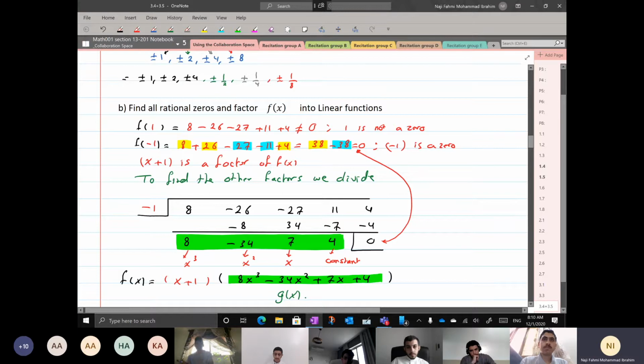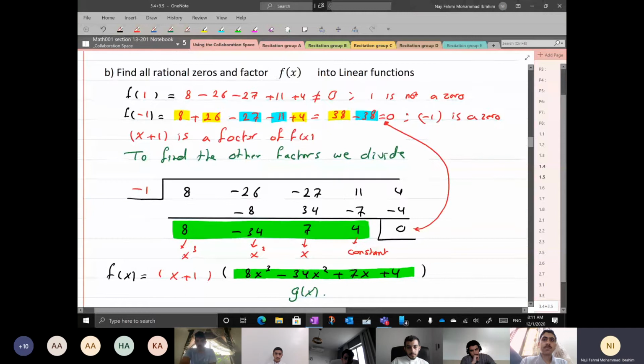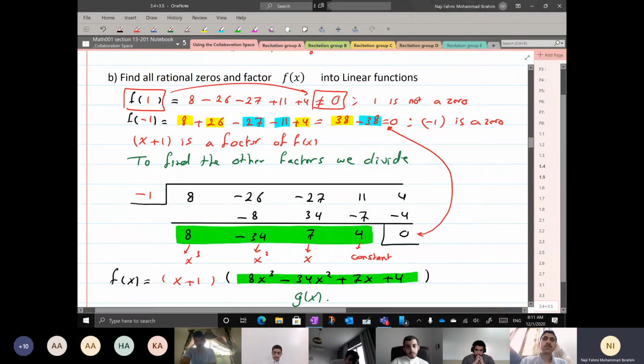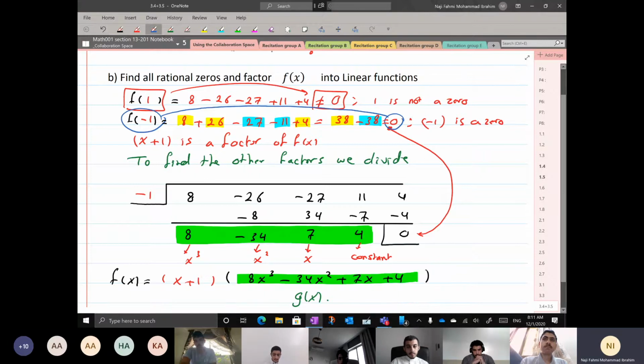Now, when I used number 1, if you go back to part B, the first line, was the answer 0 here? No. So this means I'm not going to check the number 1 again. If it's not a 0 from the beginning, it will not be a 0 at the end. So don't check number 1. But -1, did it give me a 0? Yes. So -1, I need to check it because it can be a repeated 0.